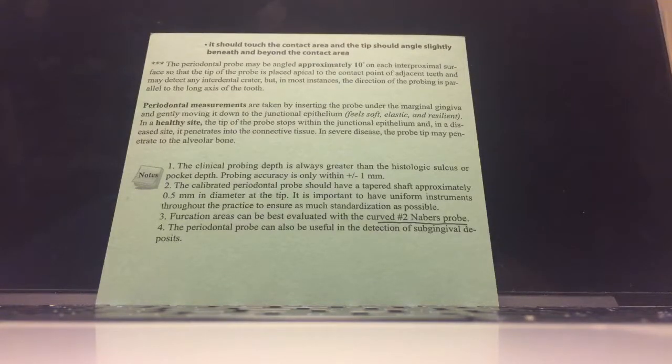Second note, the calibrated periodontal probe should have a tapered shaft, approximately 0.5 millimeter in diameter, at the tip. It is important to have uniform instruments throughout the practice to ensure as much standardization as possible. Furcation areas can be best evaluated with the curved number 2 Nabers probe. The periodontal probe can also be useful in the detection of subgingival deposits.